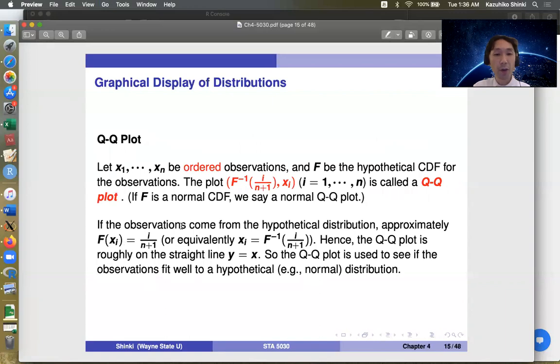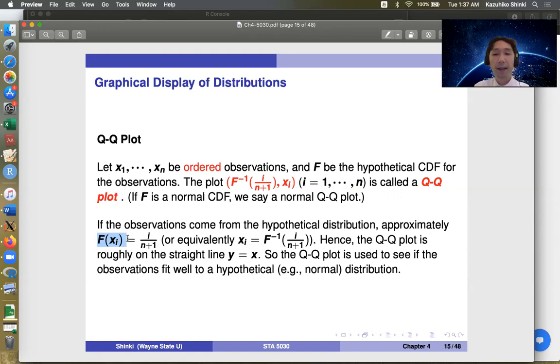In general, if the observations come from the hypothetical distribution F, approximately the capital F of xi is equal to i over n plus 1. Equivalently, xi is equal to F inverse of i over n plus 1. Right, so this is the CDF. If we have n observations, what is the smallest observation? If we think about the empirical distribution function, that is approximately 1 over n. The second smallest observation is approximately 2 over n, and so on.